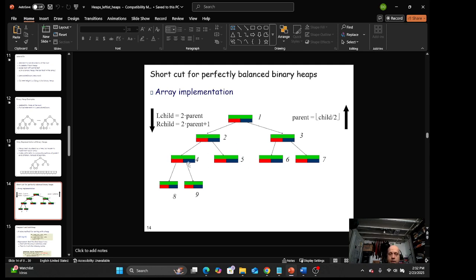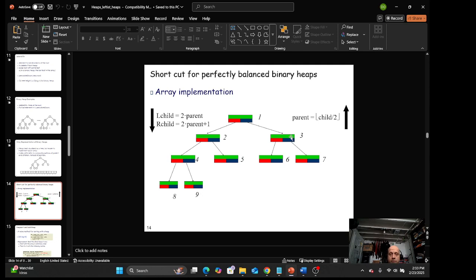I have 1, 2, 3, 4, 5, 6, 7. So if I have 2, for example, 2 times 2 is going to give me 4, right? And 2 times 2 plus 1 is going to give me 5 appropriately. If I have 4, 2 times 4 is 8, so the left child is 8, and the right child would be 9.